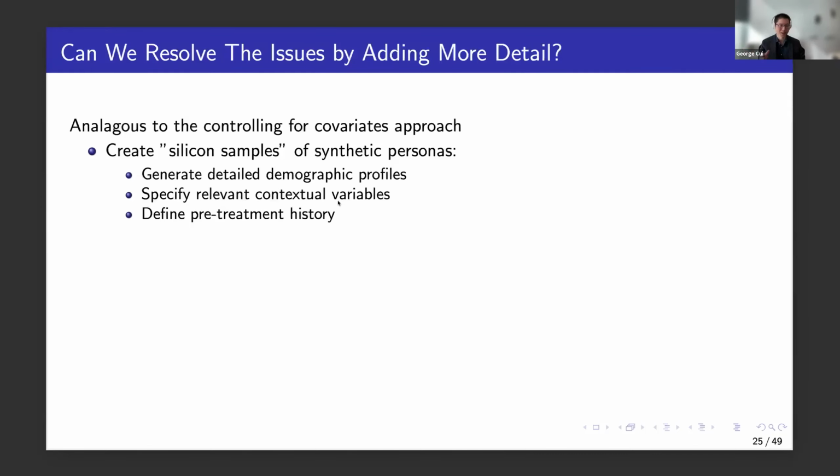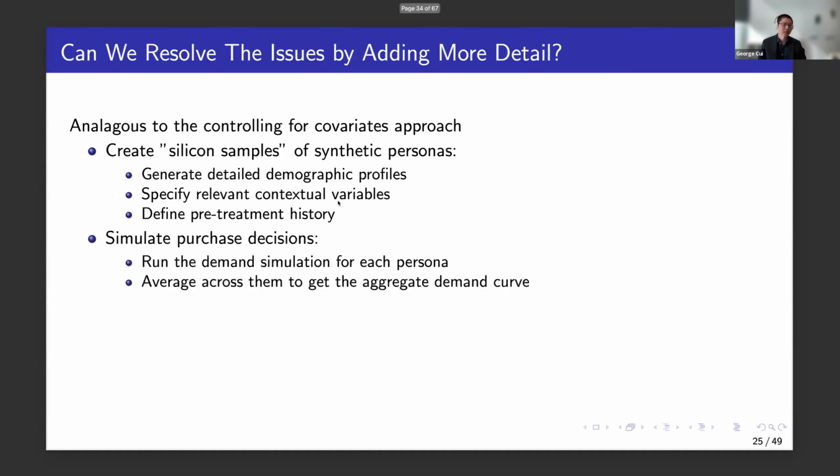A common way to do this is to create silicon samples of synthetic personas, generate very detailed demographic profiles, specify relevant contextual variables, and define pre-treatment histories. These can be the relevant covariates to include in the detail, so that if we have specified them, then maybe they will not be changed by the treatment assignment.